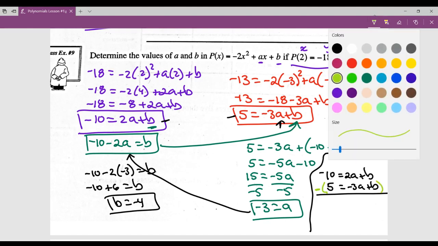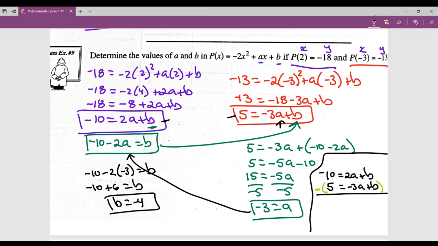If you subtract them, negative 10 minus 5 is negative 15. 2a minus negative 3a, which is 2a plus 3a, equals 5a. b minus b is no b's. Divide off the 5, and you get negative 3 is equal to a. So same thing, and then to find the other one, you'd just plug it into one of these equations.